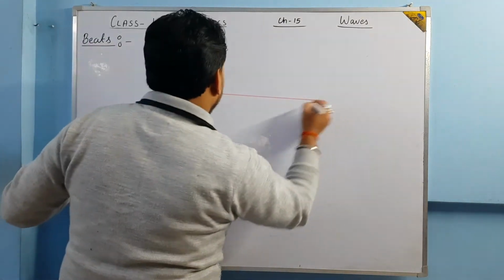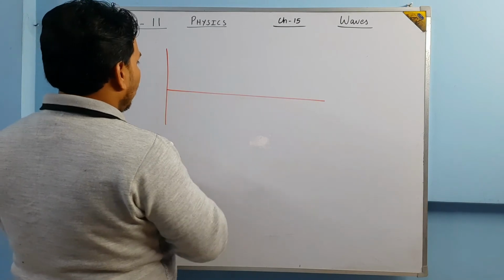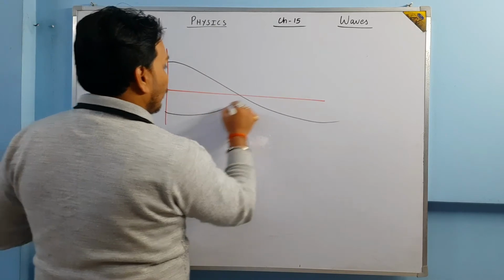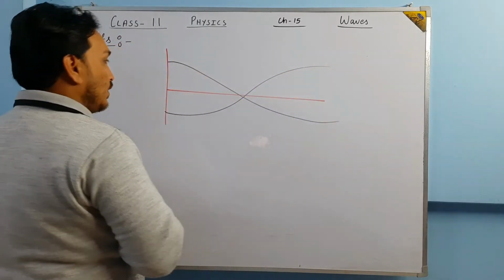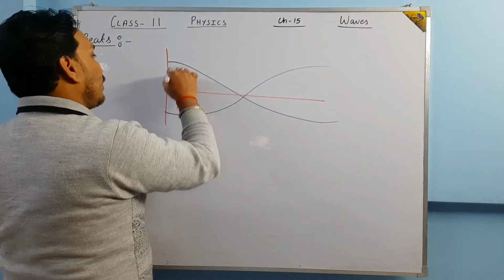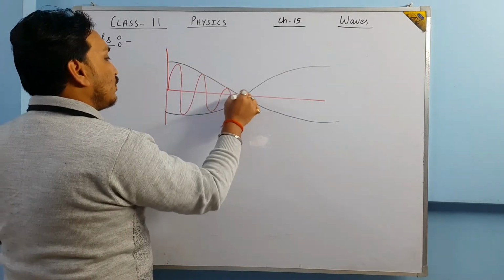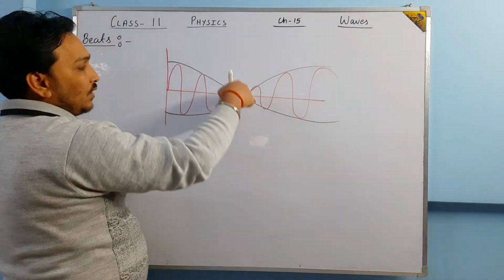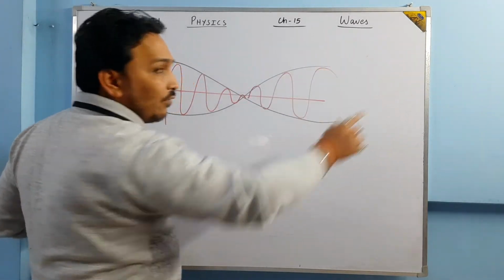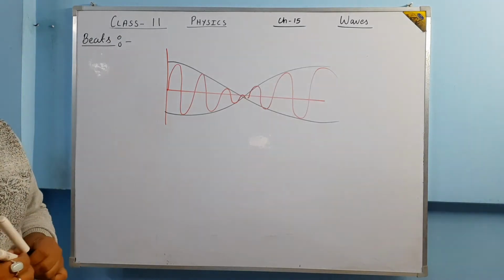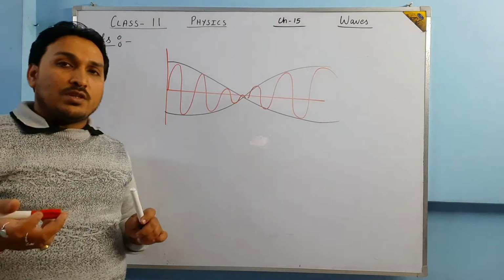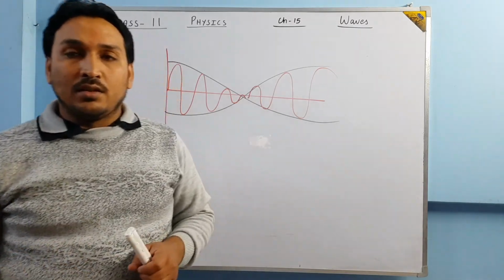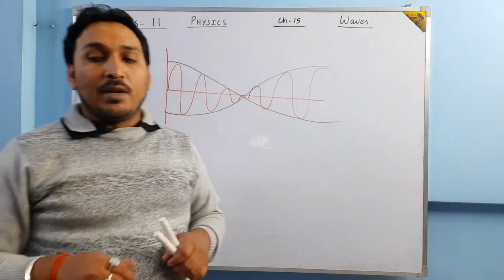If you draw a graph for a beat, the graph is something like this. This is the rise in sound, this is fall, this is rise and again fall. This happens in the case of beats. Okay, so that was just a demonstration I have shown you, and now let us try to analyze it mathematically.